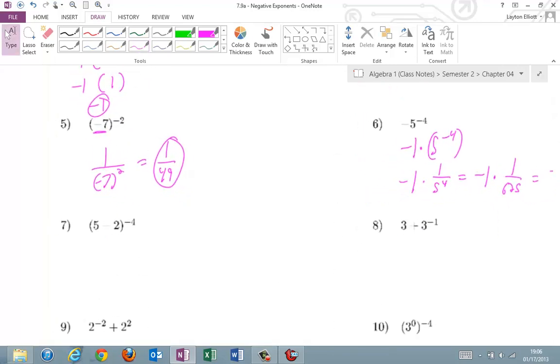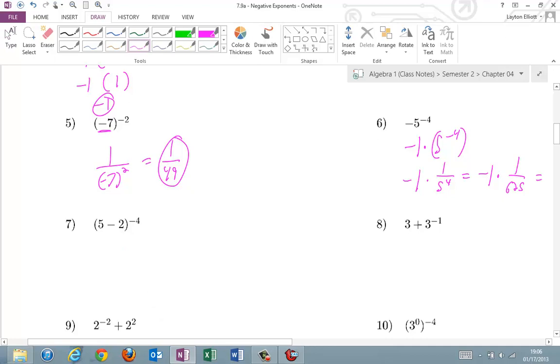The next one, 5 minus 2 to the negative 4th, we're going to follow the order of operations. Deal with that first. 3 to the negative 4th, which is the same thing as 1 over 3 to the 4th, or 1 over 81.